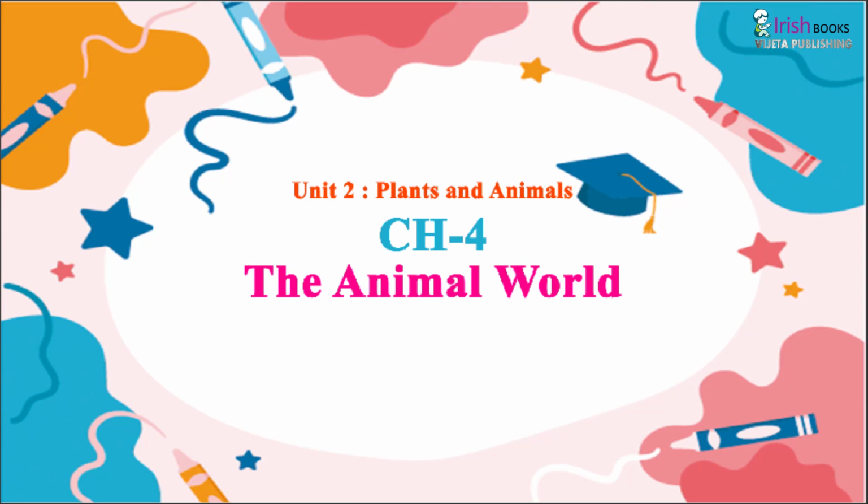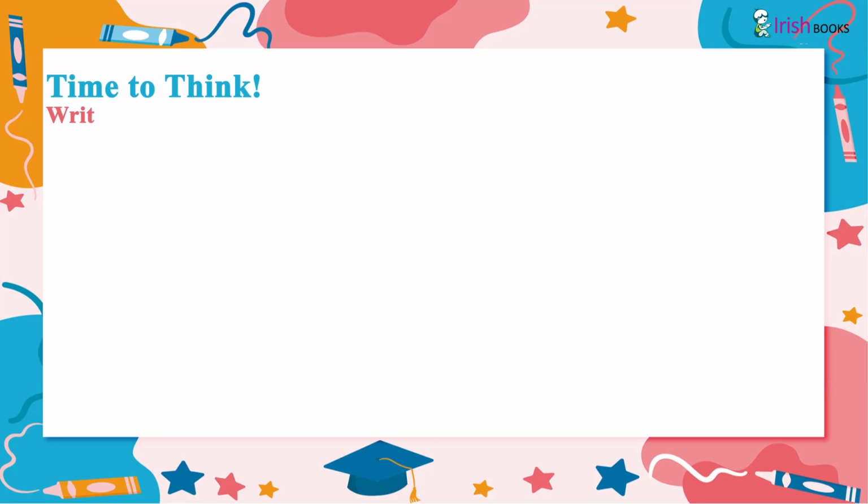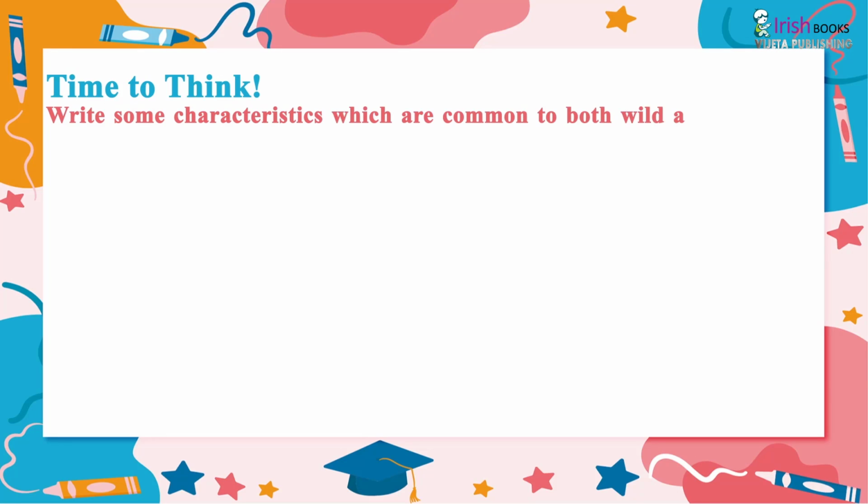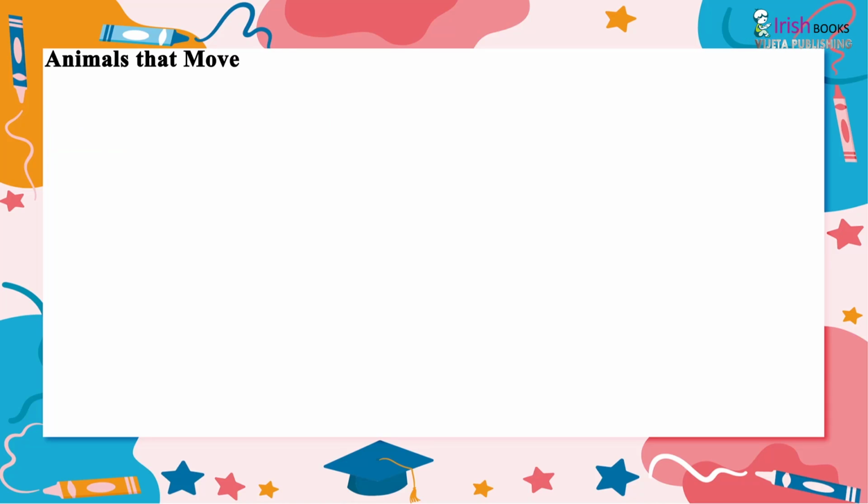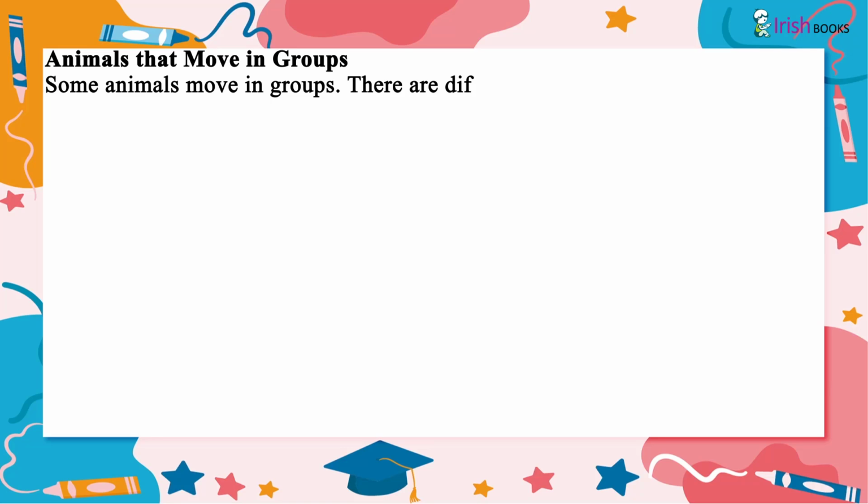Chapter 4. The Animal World. Time to think. Write some characteristics which are common to both wild and domestic animals. Animals that move in groups. Some animals move in groups.